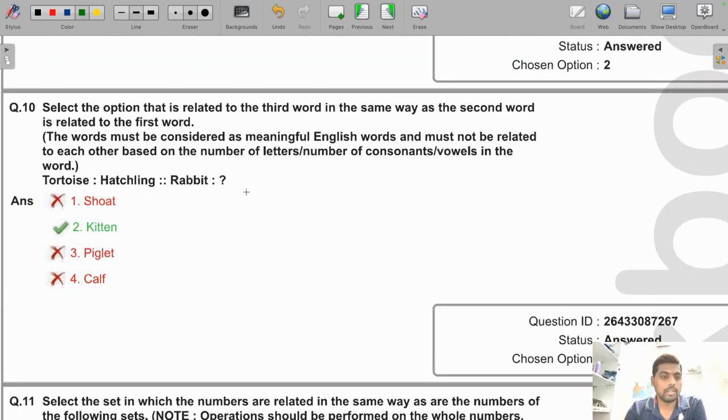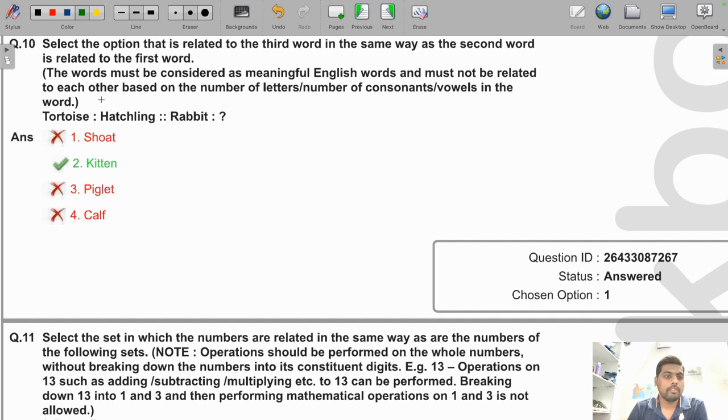Now let us go to the next question. They have given for tortoise, they mentioned hatchling. For rabbit, what does it follow? So tortoise, hatchling means it is basically the young one. In the same way for rabbit, we say it is kitten only.